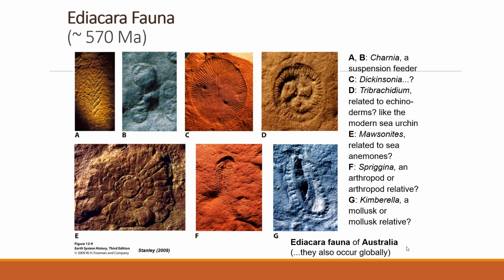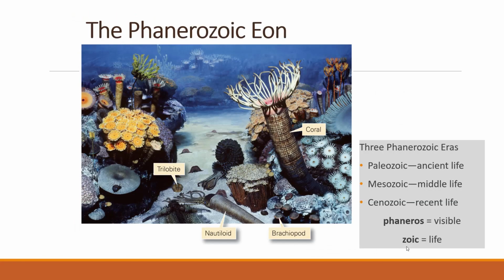But here's that animal life that we see. So these are different fossils. These are all impression fossils. These particular ones are from Australia, but they do occur globally. So the Proterozoic is when we started to see life becoming more diverse. It's all still in the oceans, and the Proterozoic is the end of the Precambrian time.